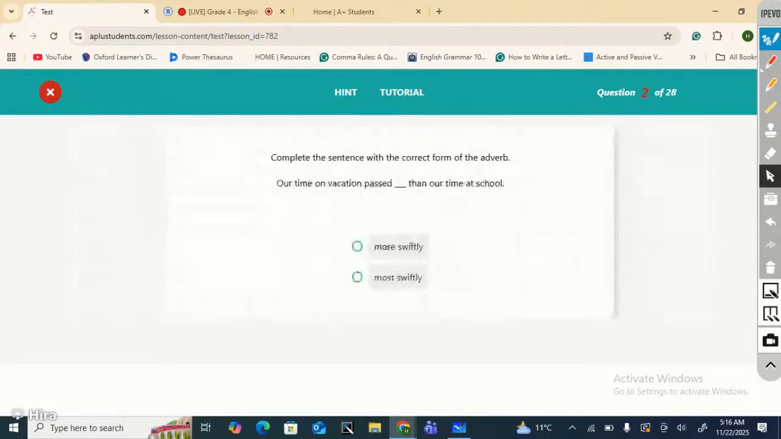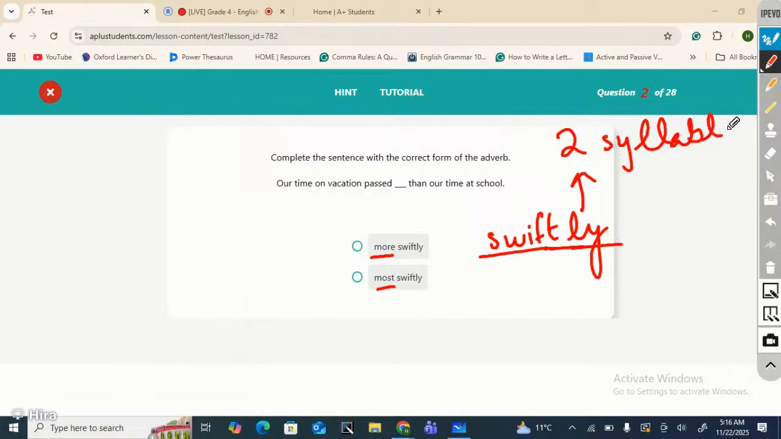Slower is a comparative adverb. Okay, let's complete the sentence with the correct form of the adverb. Our time on vacation passed blank than our time at school. More swiftly, most swiftly. Why are more and most used here? Before selecting the answer, I will tell you, swiftly is a two-syllable word.